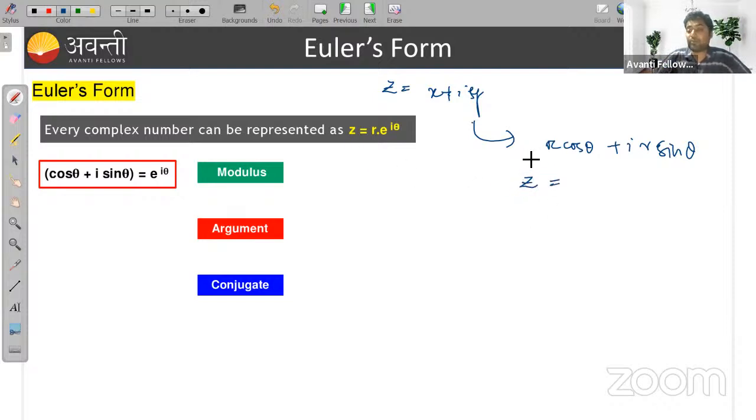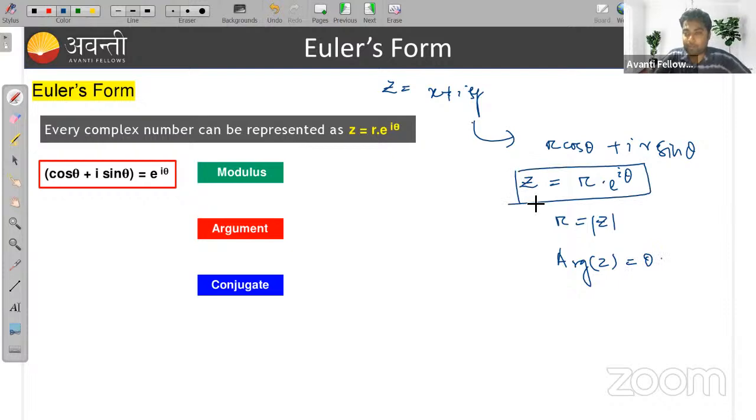Then the Euler's form will be, what is the Euler's form? Euler's form of this complex number will be z is equal to r into e to the power i theta, where r is equal to mod z and argument is theta. You can ask, sir, how we can get this Euler's form? If you know the argument and modulus of that complex number, easily you can express it in the Euler's form also. So remember the Euler's form of the complex number is r into e to the power i theta.